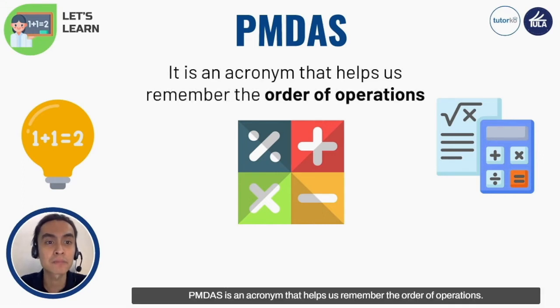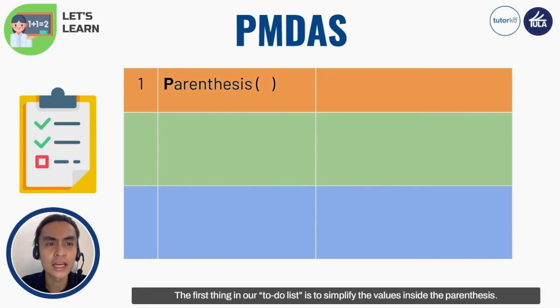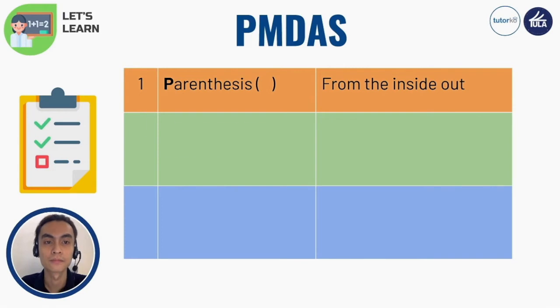PMDAS is an acronym that helps us remember the order of operations. Minsan, kailangan nating mag-add, subtract, multiply, or divide sa iisang equation. Kaya, we need to know which operation we need to solve first. The first thing in our to-do list is to simplify the values inside the parentheses. May mga values sa loob ng parentheses kagaya nito. All we have to do is solve the values from the inside before dealing with the rest of the equation.